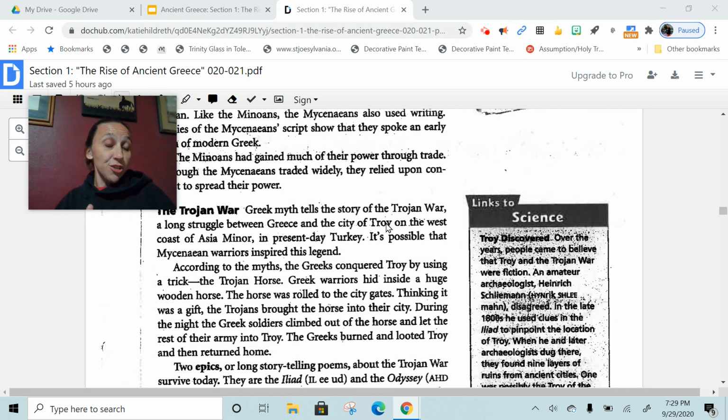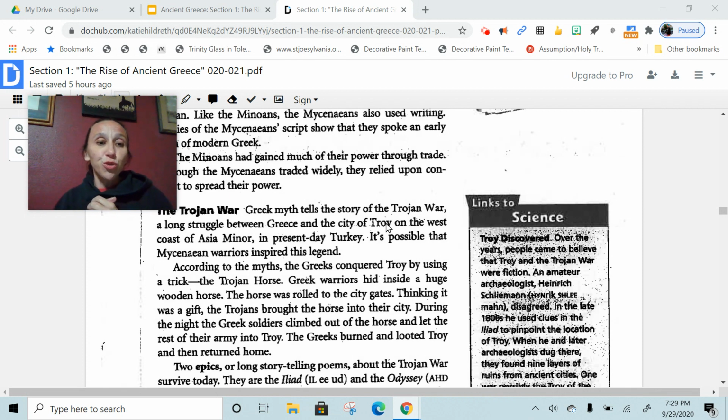Before you go on to the Trojan War, you should have a section on the Minoan civilization, and you should have a section on the Mycenaeans. So those will be 2 more boxes. You'll need 3 details for that. Okay, moving on. The Trojan War.